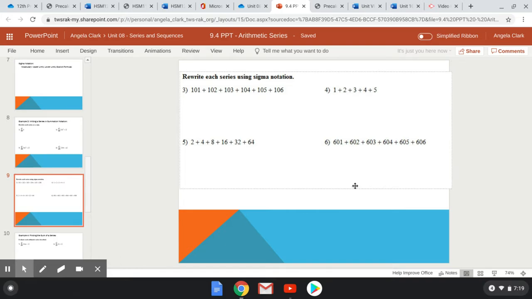All right, welcome back. And today we're going to be rewriting sums in sigma notation. So we're going the opposite direction than we went in the last video. So I have a sum, and I'm going to assume that these start with the first term because we're not told otherwise. So unless otherwise stated, we're always going to assume that we're starting at 1.